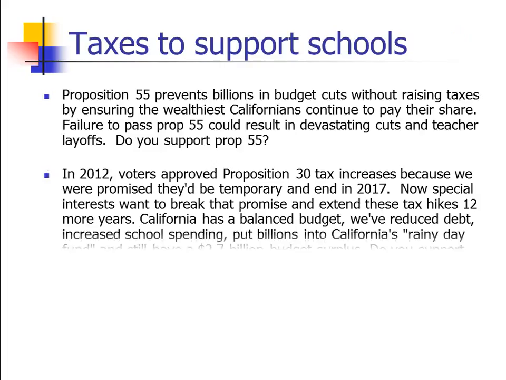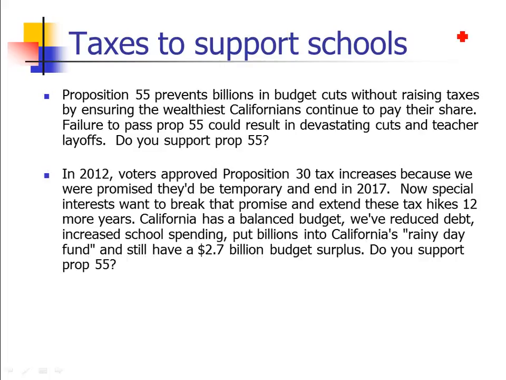Now, here's another way it could have been done. In 2012, voters approved Prop 30, tax increase, because we were promised that it'd be temporary and end in 2017. Now special interests want to break that promise and extend these tax hikes 12 more years. California has a balanced budget, we reduced debt, increased school spending, put billions into California's rainy day fund, and still have a $2.7 billion budget surplus. Do you support Prop 55?